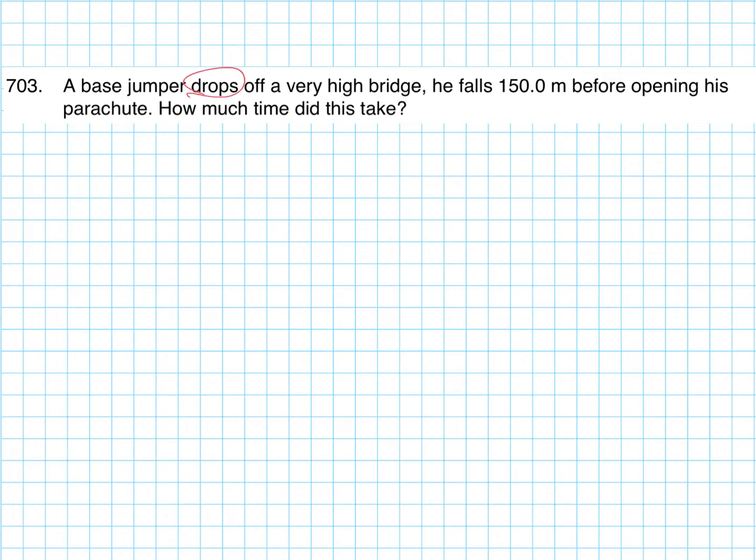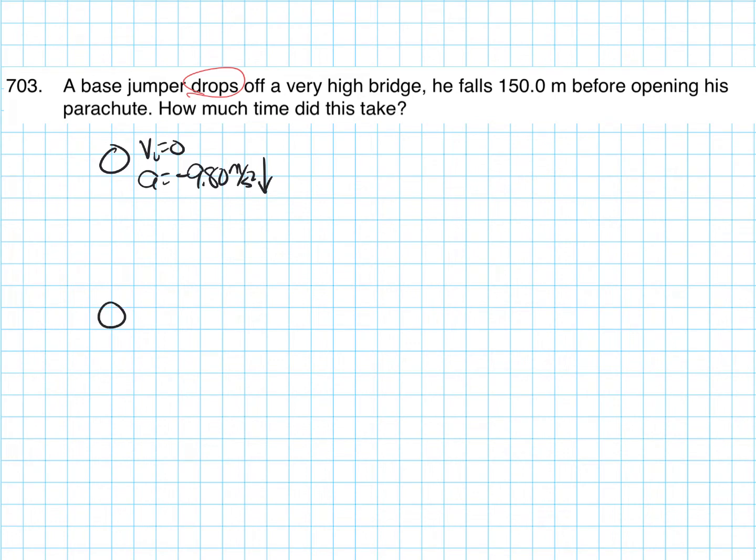So I know when something drops, that means the initial velocity is 0 and the acceleration is 9.80 meters per second squared because they're in free fall. So let's do my drawing. Here's my person at the top, and it's where they're going to drop. So the initial velocity is equal to 0. I know the acceleration is equal to negative 9.80 meters per second squared because it's gravity that's pulling him down.